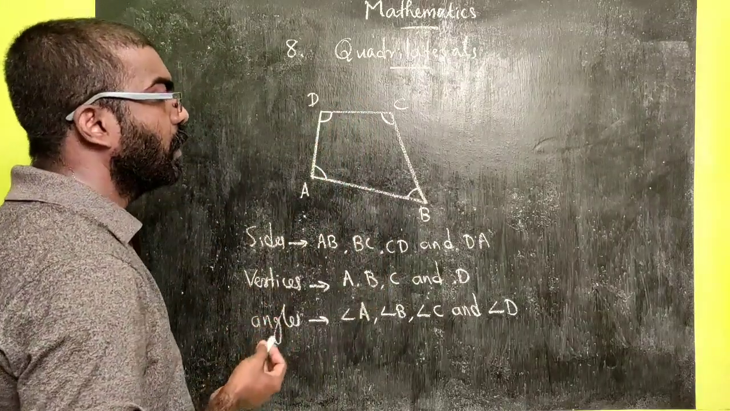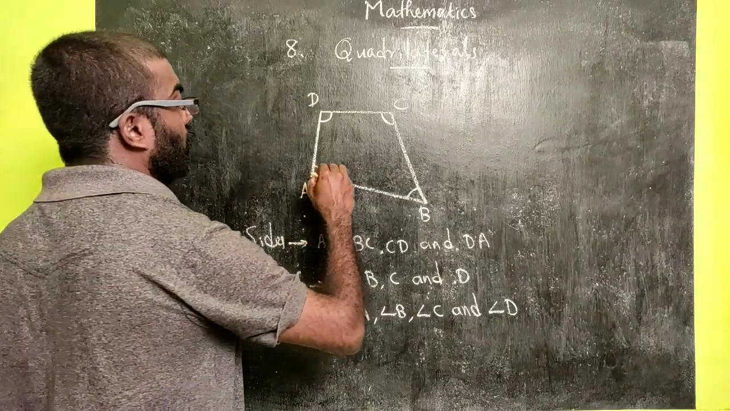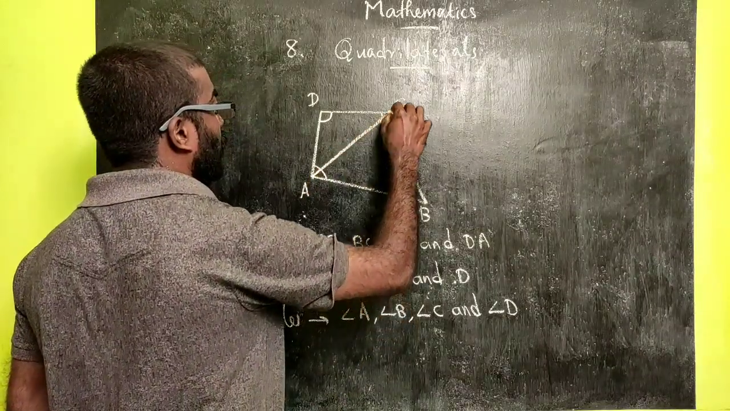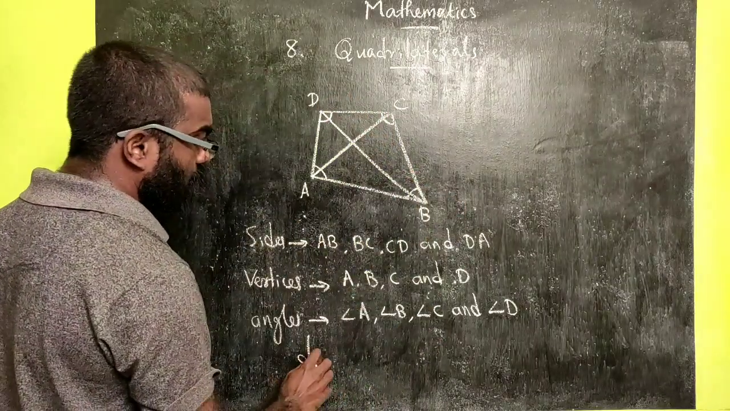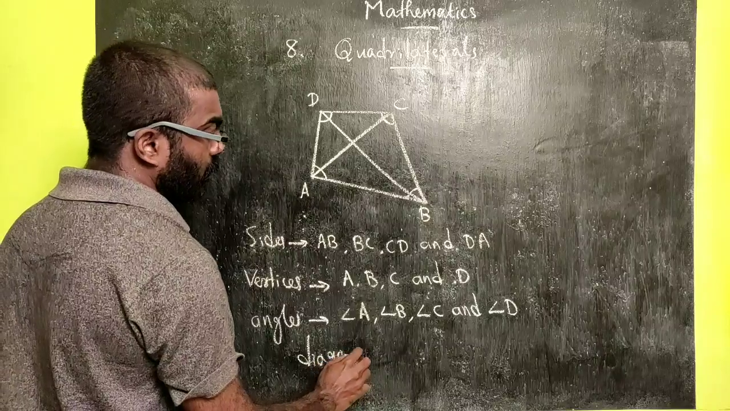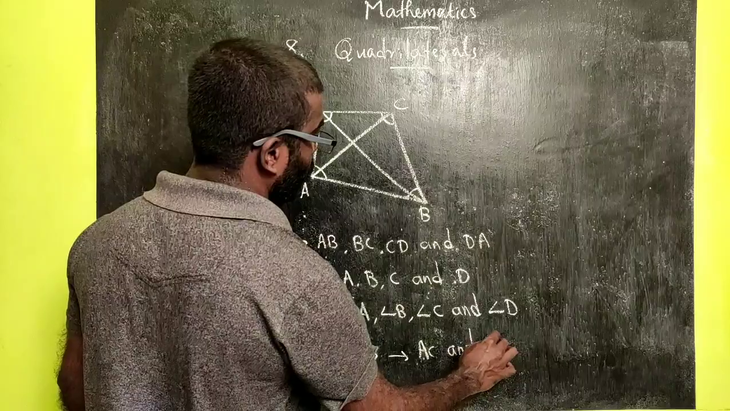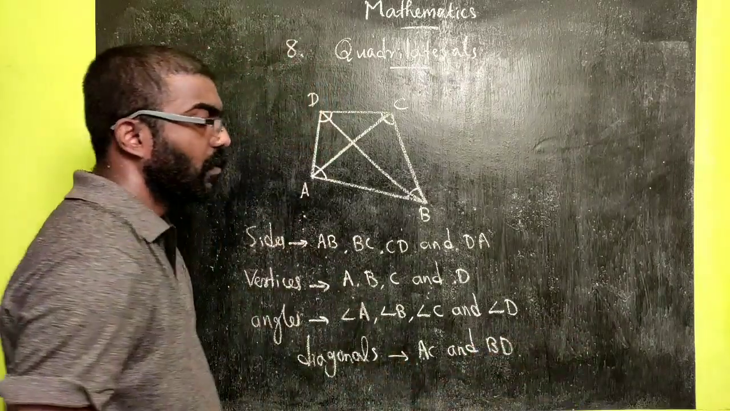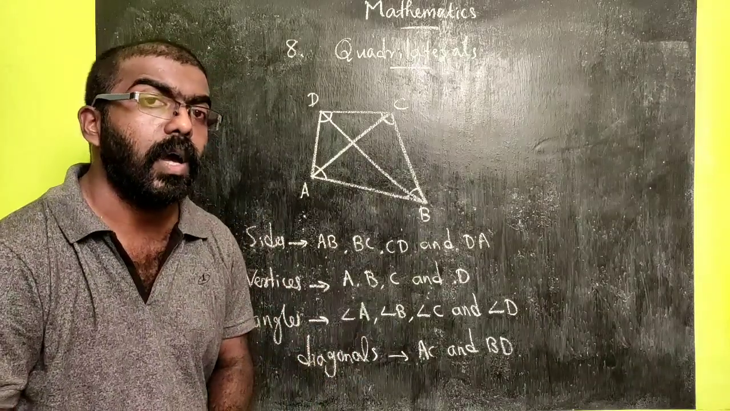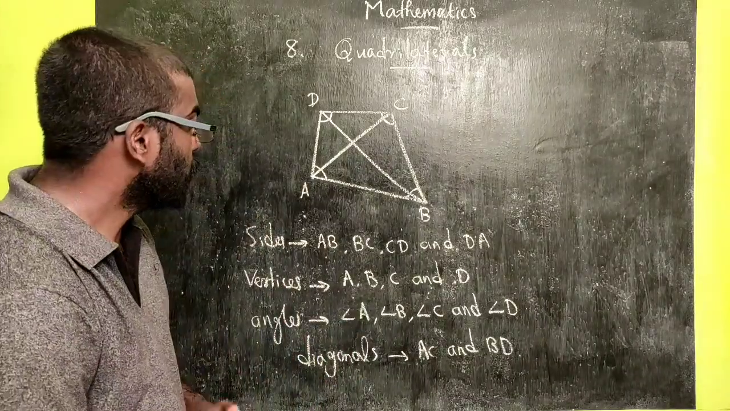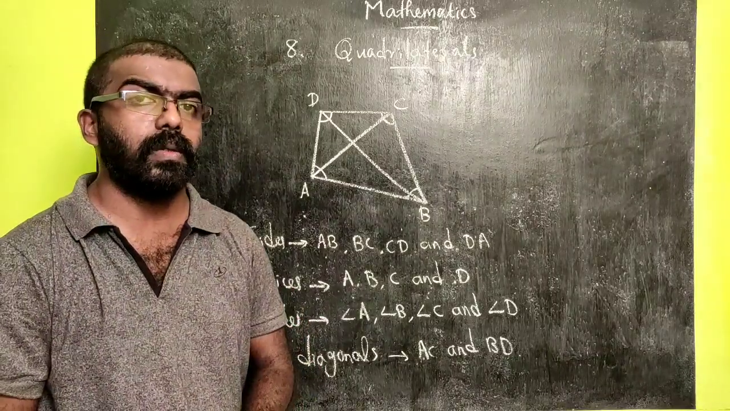And if we join the opposite vertices, we will get two diagonals. We can join the opposite vertices AC and BD. We get the diagonals, namely AC and BD. Okay, these are the different parts of a quadrilateral. A quadrilateral is a four-sided polygon. It has four sides, four vertices, four angles and two diagonals.